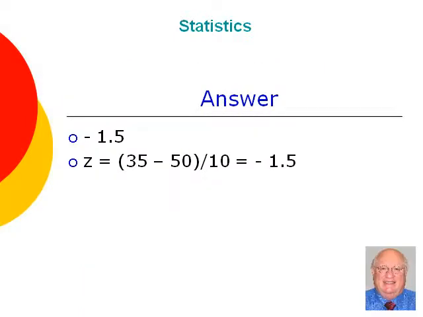The answer is negative 1.5, or 1.5 standard deviation units below the mean. The answer was obtained by subtracting the score of 35 from the mean, 50, and dividing by 10.